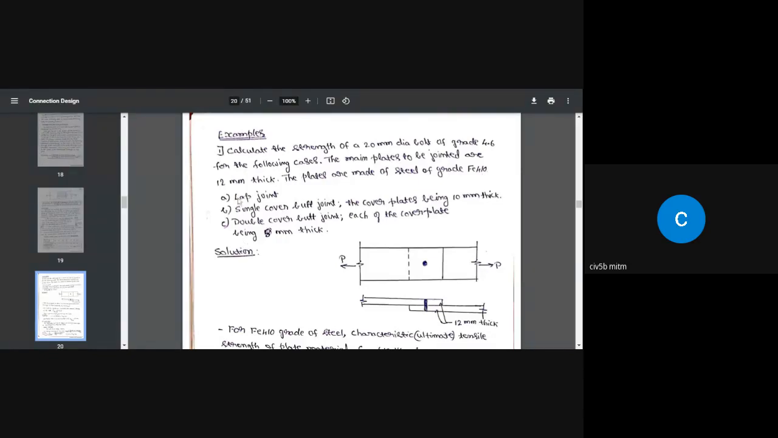Okay, there are three kinds of joints. One is a lap joint. The other is single cover butt joint, the cover plates being 10 millimeter thick. And the next one is double cover butt joint, each of the cover plates being 8 mm thick. So there are three cases. If you understand this problem, then the design of bolted connection is going to be very easy for you to understand.